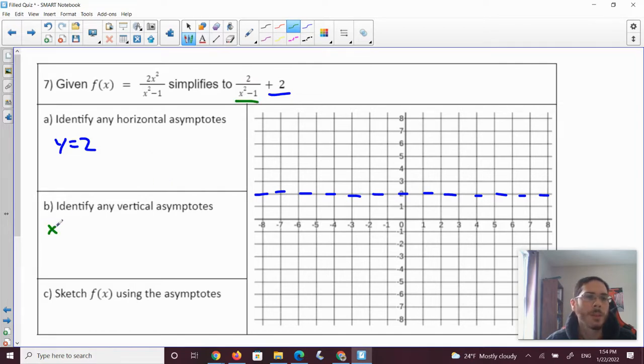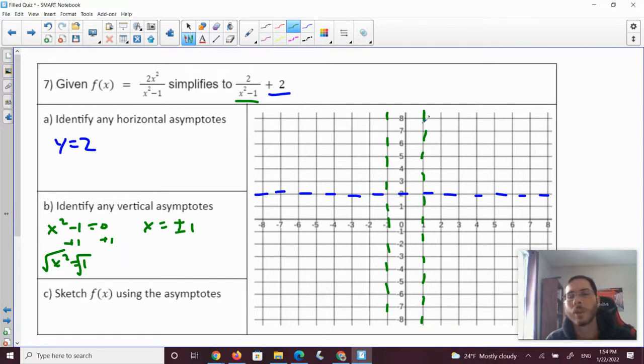All right, and then identify any vertical asymptotes. We're going to set the denominator equal to 0. So x squared minus 1 equals 0. So we get x squared equals 1. We could square root both sides. After we added 1 to both sides, we get x equals plus or minus 1. All right, well, this is a little bit strange because now we've got 2 asymptotes. So we can't just go based off of our usual idea.